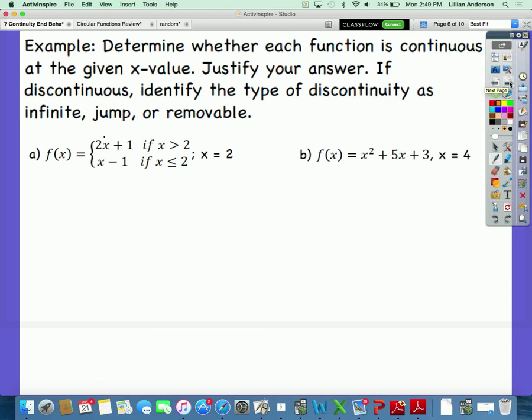So here's our example. We're going to determine whether or not the function is continuous at the given value. We're going to justify our answer, so we're going to show a little bit of work. And if it is discontinuous, we're going to identify what type.